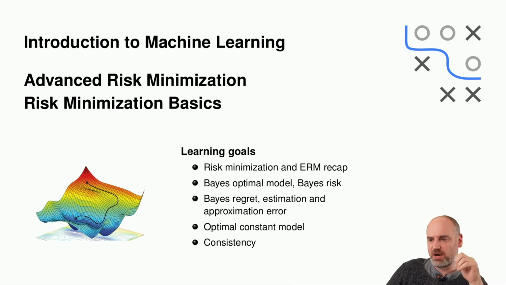estimation and approximation error, and various ways of specifying either optimal constant models or optimal conditional models, which I guess we are more interested in. So, optimal ways of predicting an outcome given some feature vector X. And I'll wrap up by super briefly mentioning things like consistency and universal consistency.